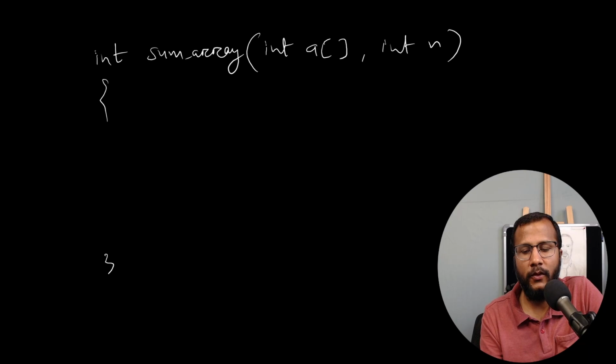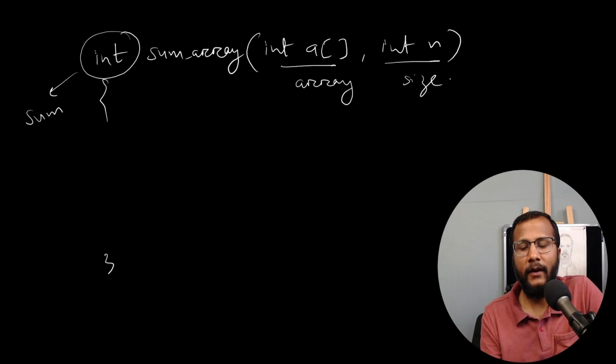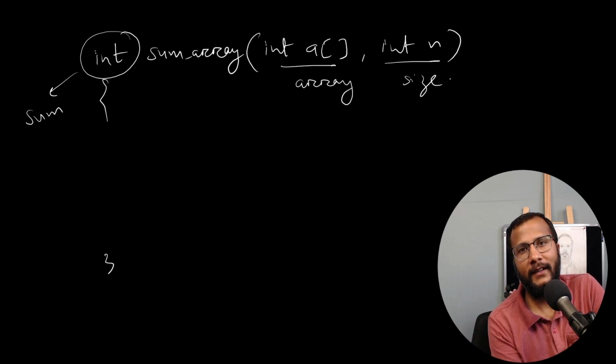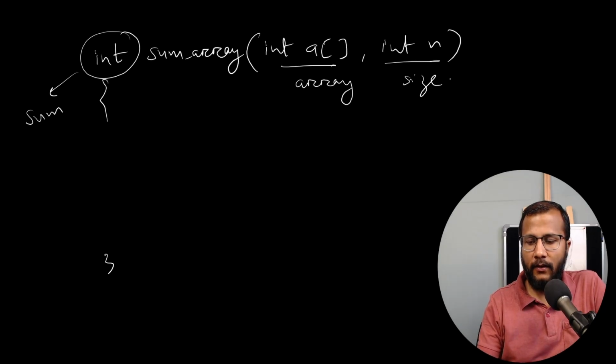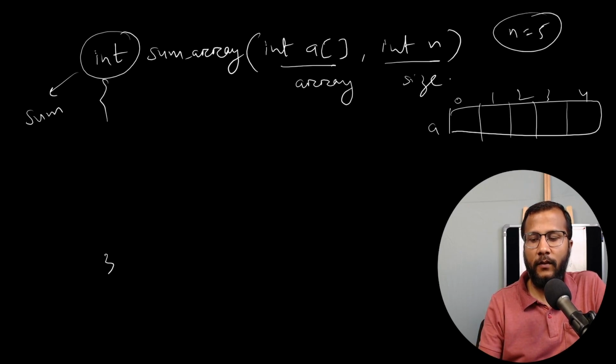See, two inputs: the array and the size. So this is the array and this is the size. It returns the integer value, which is nothing but this sum, and we have to find out the logic for finding the sum. Let's say the array is already given to me. This is the array A. Now the array is going to have the indexes starting from index 0, 1, 2, 3, 4, up to index 4 if n is 5. If n is 5, the index will range from 0 to 4.